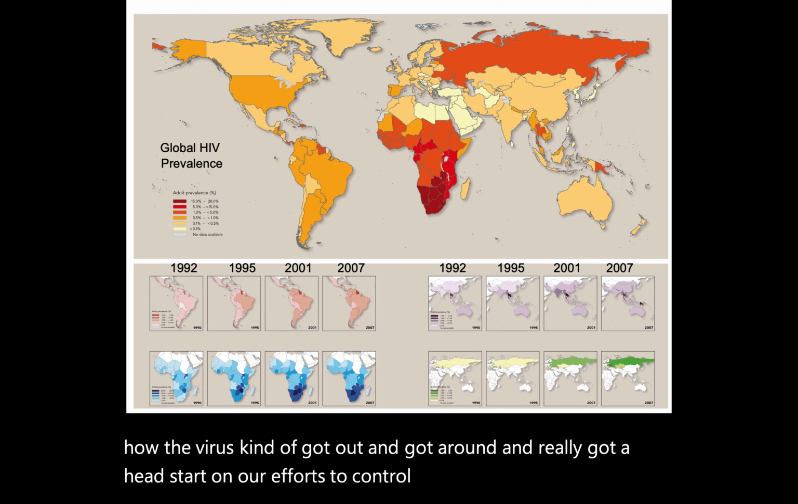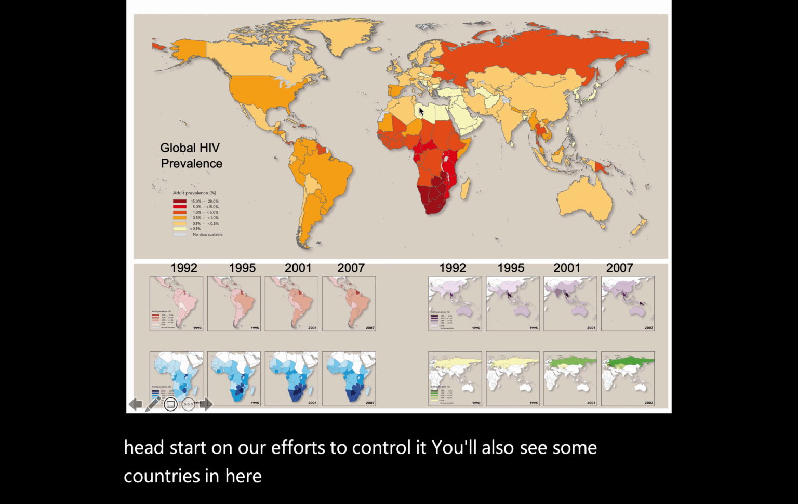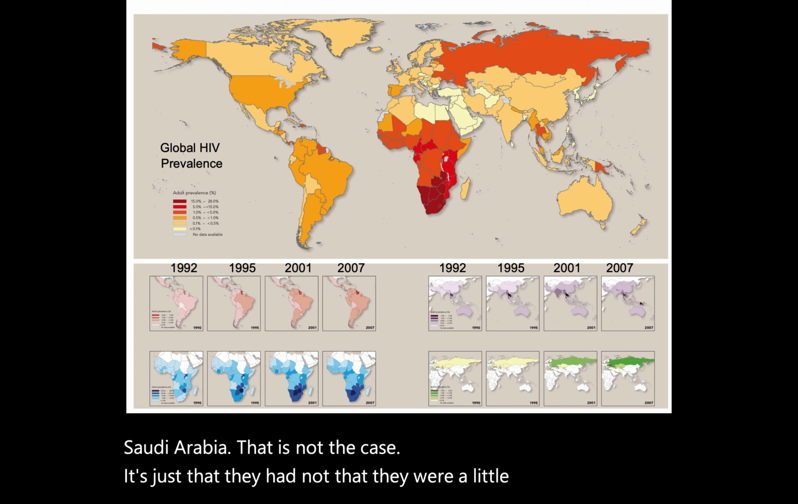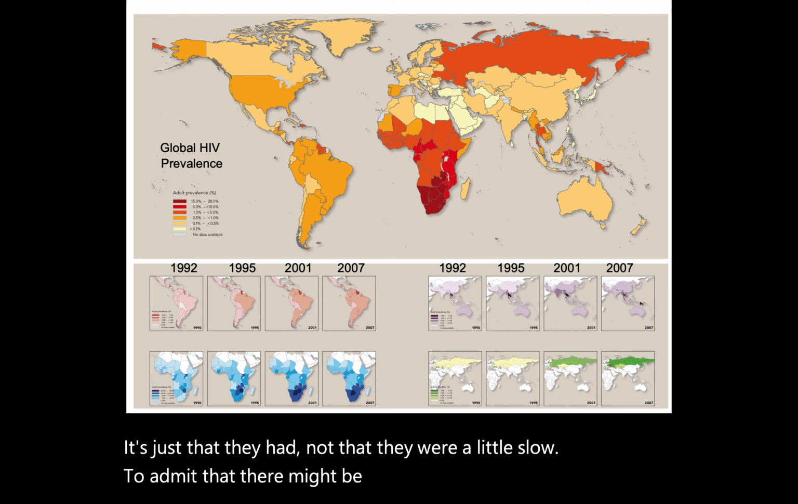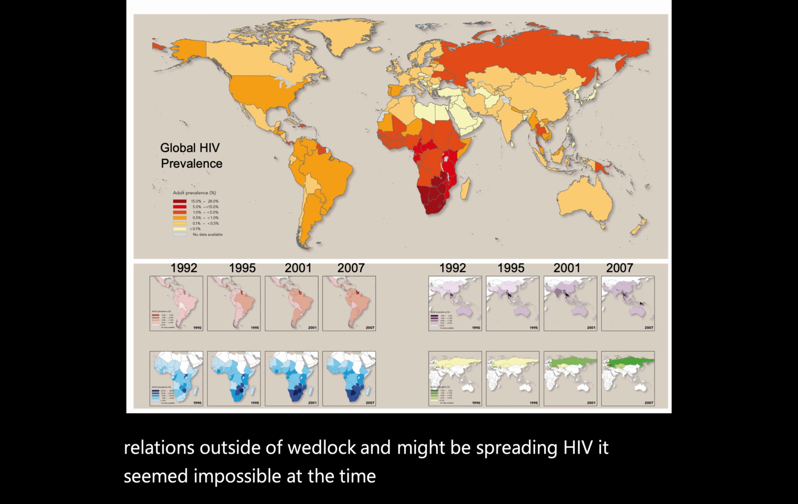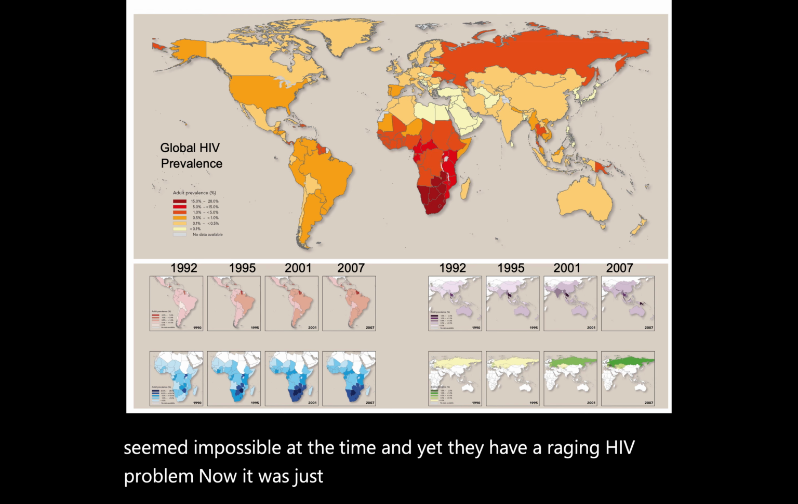You'll also see some countries in here where it looks as though there's no HIV in Saudi Arabia. That is not the case. It's just that they were a little slow to admit that there might be a possibility that people were having relations outside of wedlock and might be spreading HIV. It seemed impossible at the time, and yet they have a raging HIV problem now. It was just a more political decision not to acknowledge it at the time.